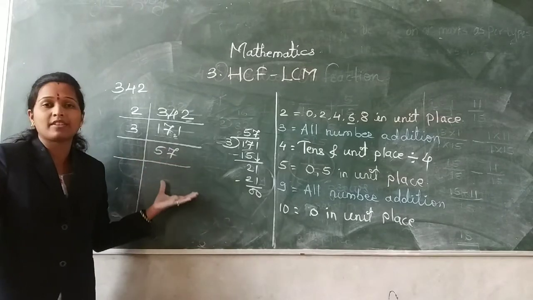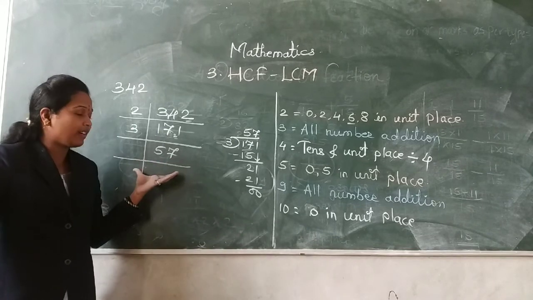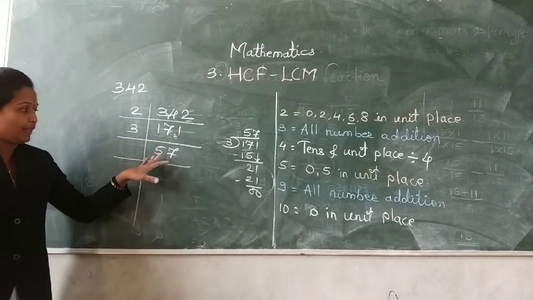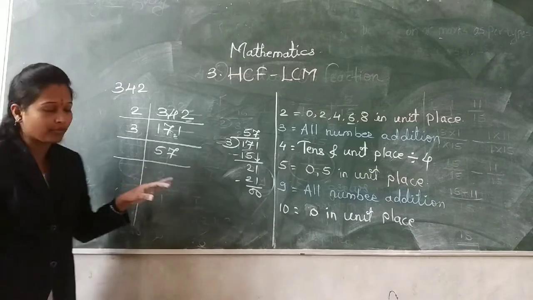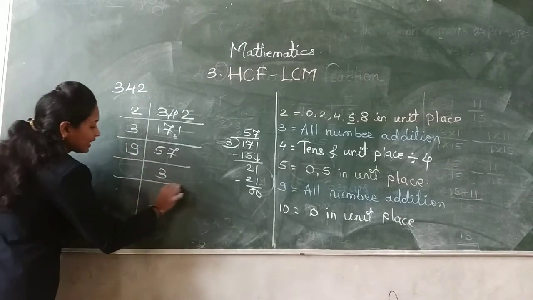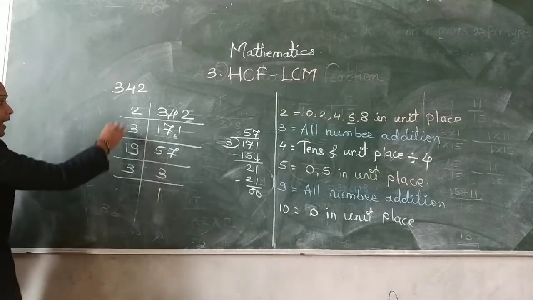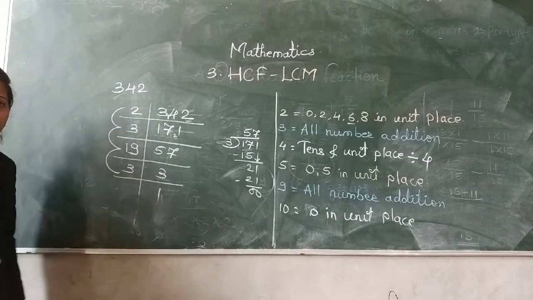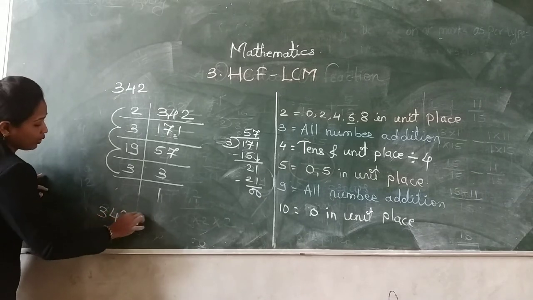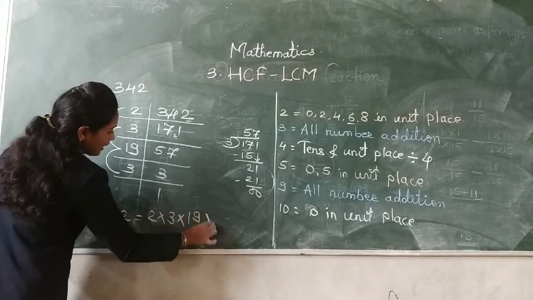Always our principal sir has told us that you have to learn the tables, and it is very easy for us. If you learn the tables, then you can easily find out which number occurs in which table. So 57 occurs in the table of 19. 19 threes are 57, and 3 occurs in the table of 3, that is 3 ones are 3. Again, if you observe, the factors 2, 3, 19 and 3 are all prime numbers. If you check that number, our 342 factors are 2 multiplied by 3 multiplied by 19 multiplied by 3.